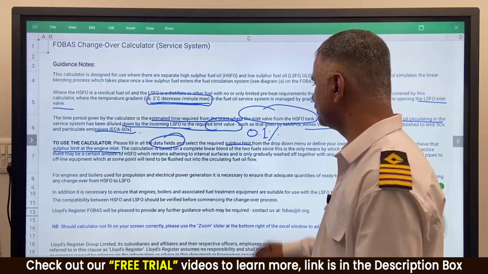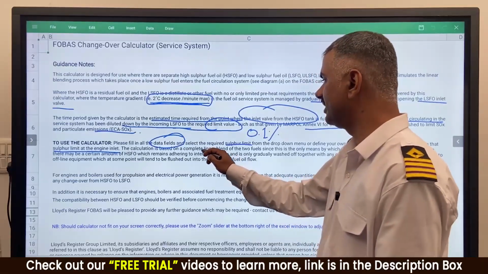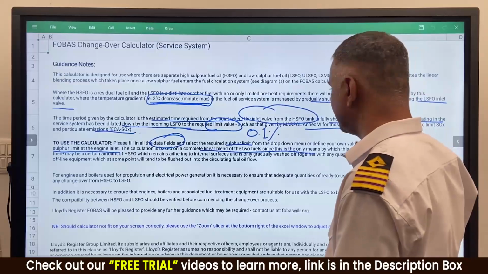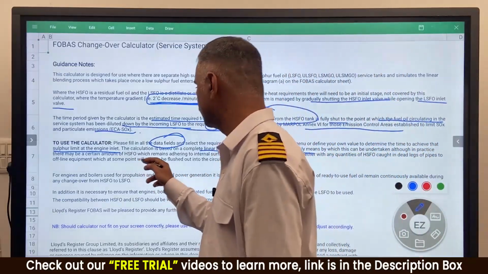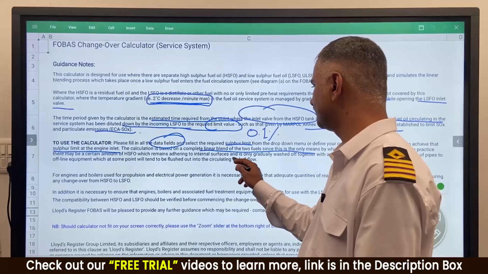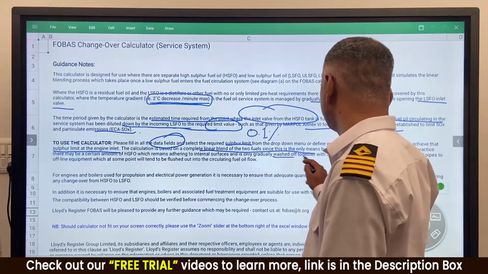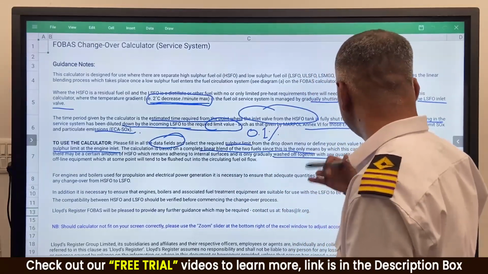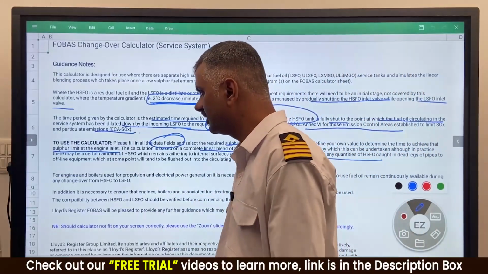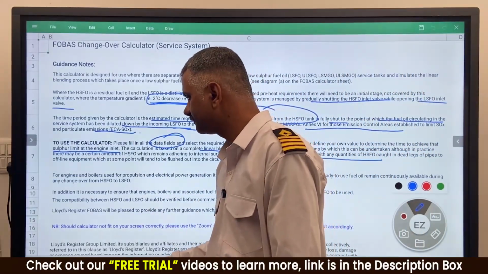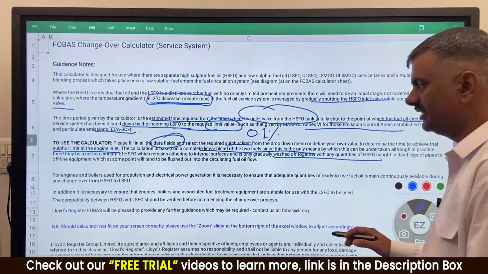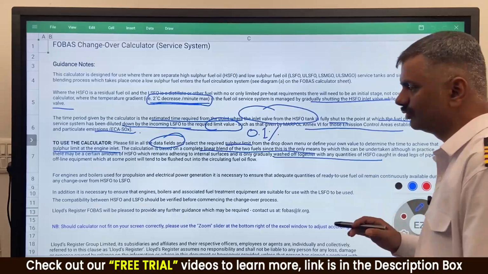Okay, so this is a complete linear blending of the two fuels, which is undertaken through the practice. And although HSFO remains there on the internal surfaces, it is only washed off together with any kinds of HSFO that is caught in the line, and then it will finally be coming in the LSFO line. Okay, now the important thing is how to use this FOBAS sheet.